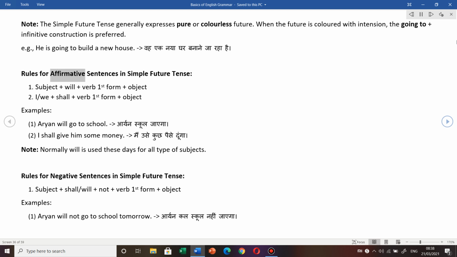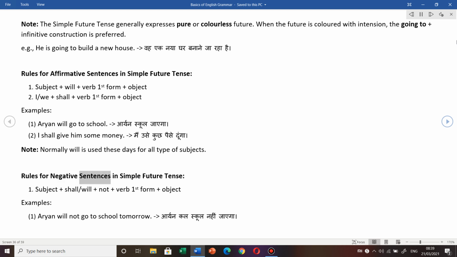Rules for affirmative sentences in simple future tense. Subject plus will plus verb first form plus object. I/We plus shall plus verb first form plus object. Examples. Ian will go to school. I shall give him some money. Note, normally will is used these days for all types of subjects.